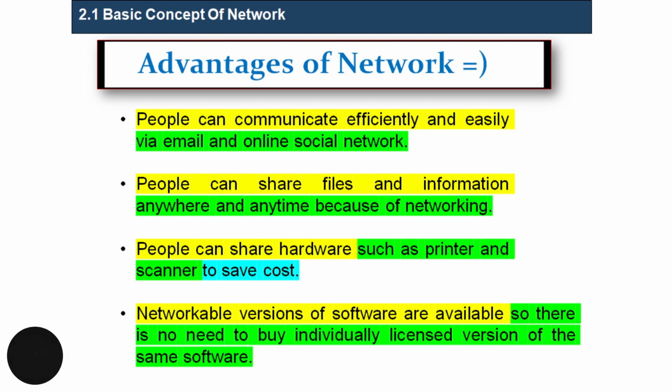Okay, and then the third point is people can share hardware. Okay, you have to be specific. You give examples such as printer and scanner to save cost. For example, you have six siblings. Do your parents need to buy six printers or six scanners? Of course, you are going to share the printer and scanner, right, to save the cost. Right, and then actually we do have networkable versions of software. It means there is no need to buy an individually licensed version of the same software.